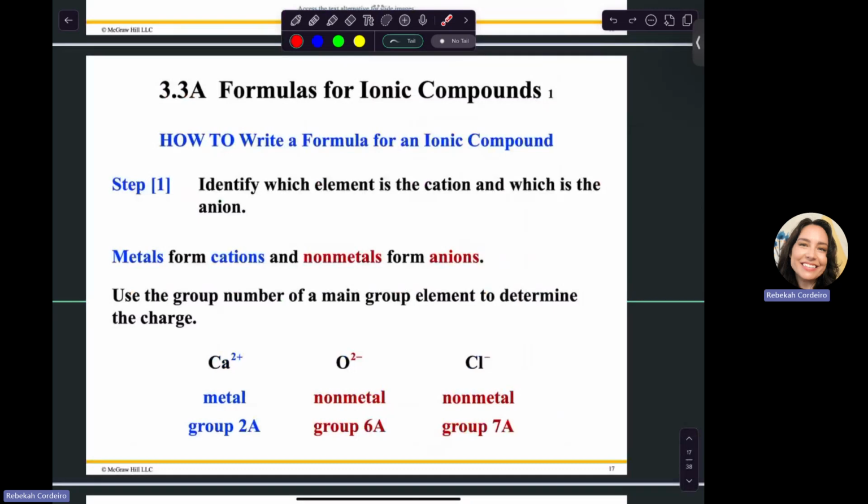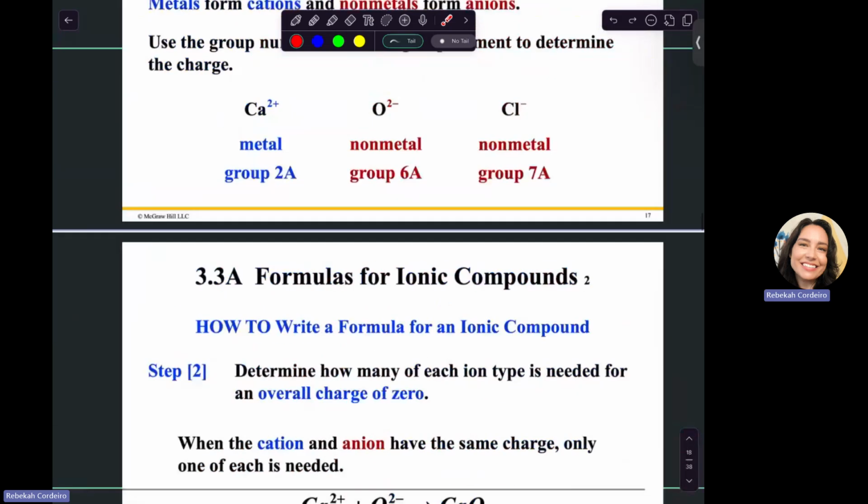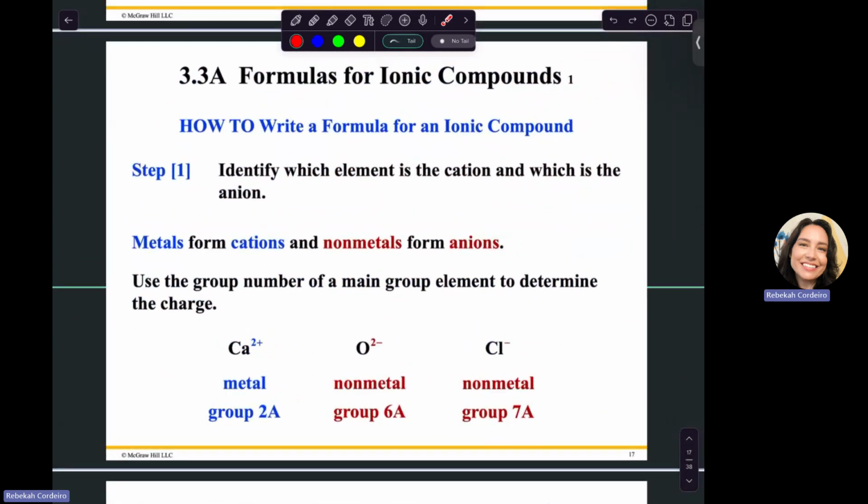So formulas tell you how many of each, and we put subscripts behind the chemical symbol to tell me how many of that previous element. So metals, remember, are your cations, nonmetals are your anions. The first thing that you're going to do to write a formula is figure out who's the cation, who's the anion. So if I say write the formula for calcium and oxygen, we would write calcium and we write oxygen. We would write the charge of them. Now, how do we know the charges? We look at the periodic table.